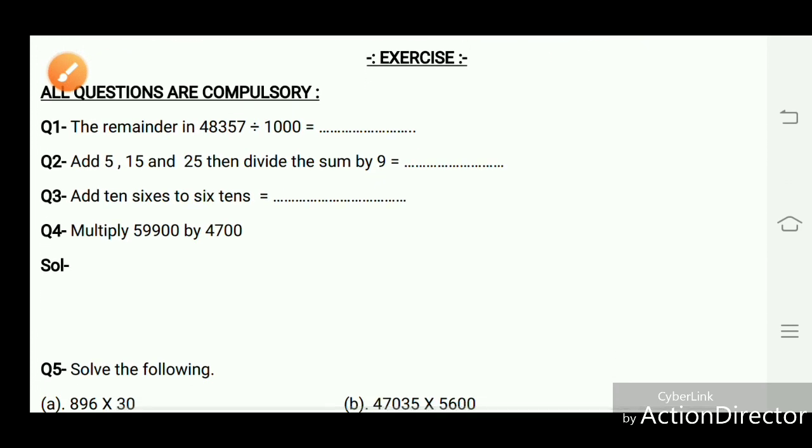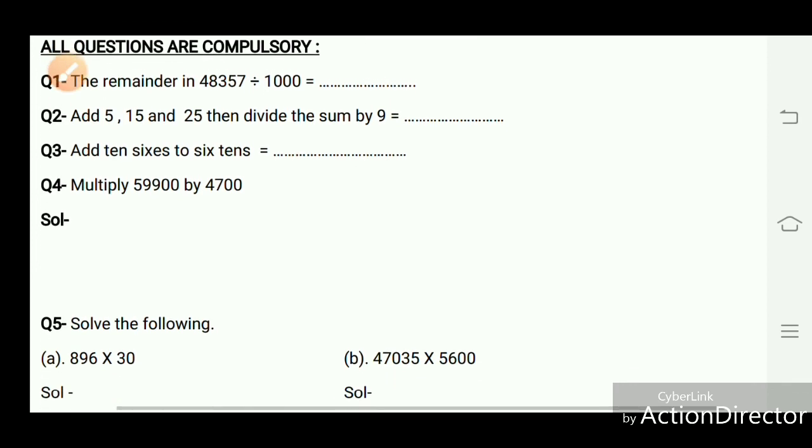In the exercise, I give some questions so you do it yourself.